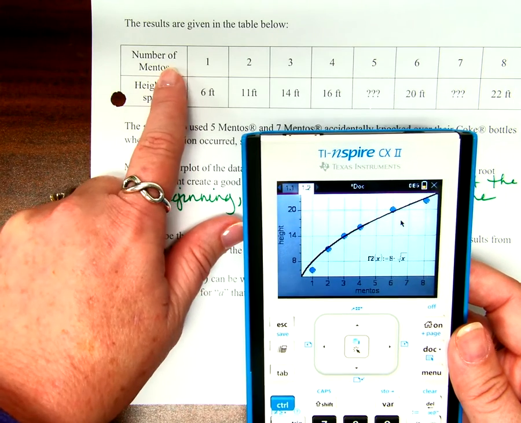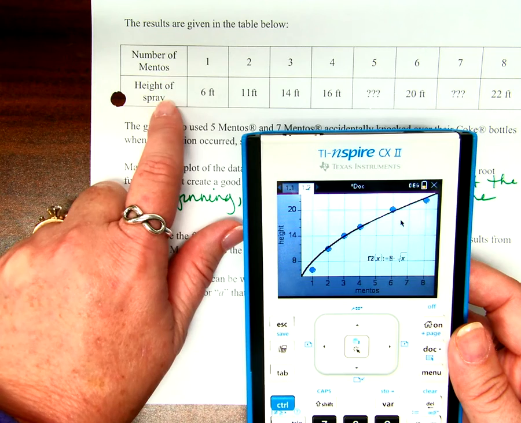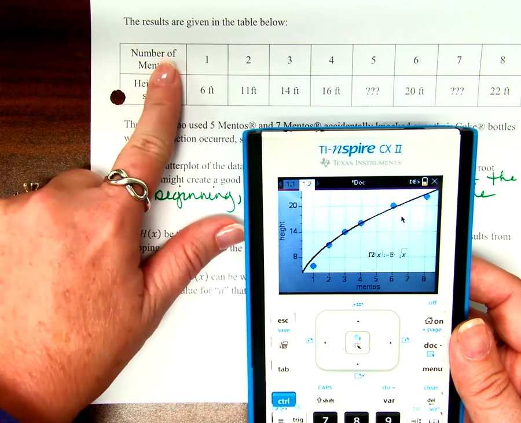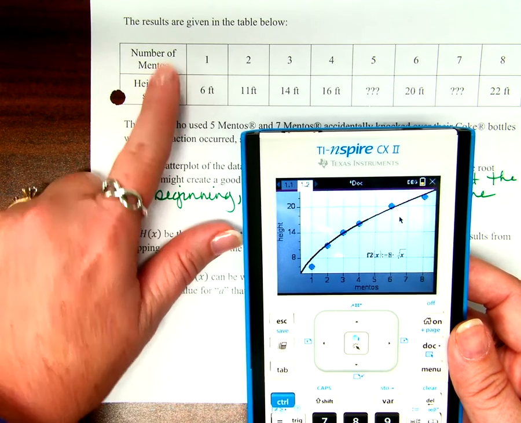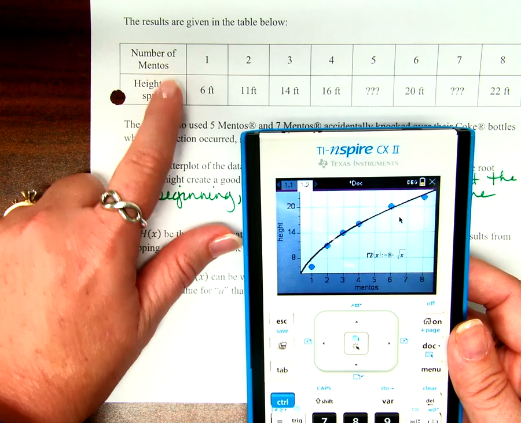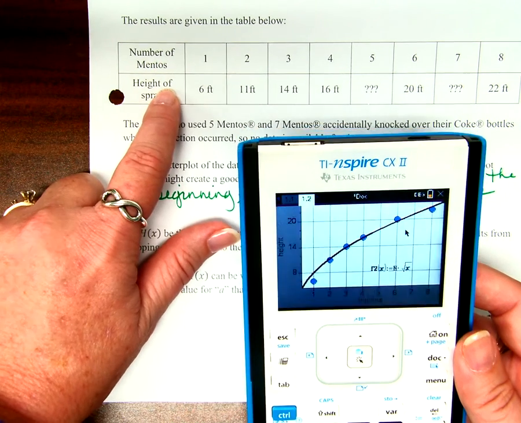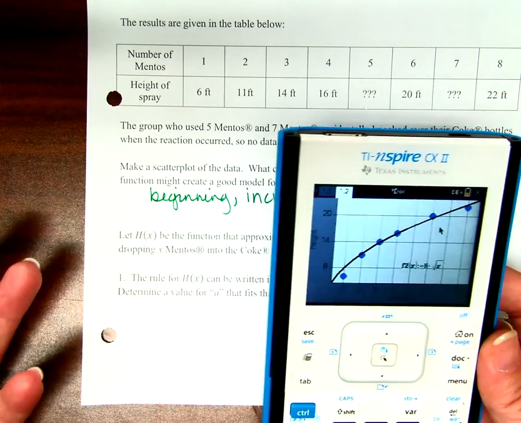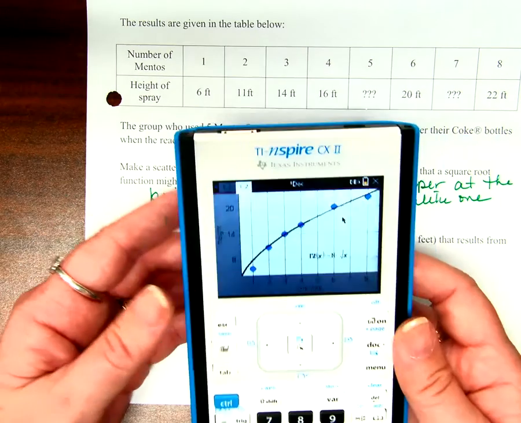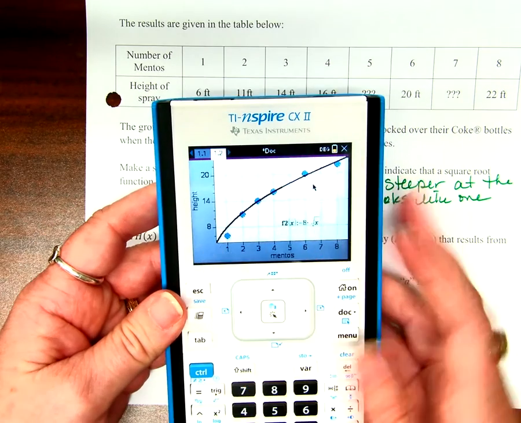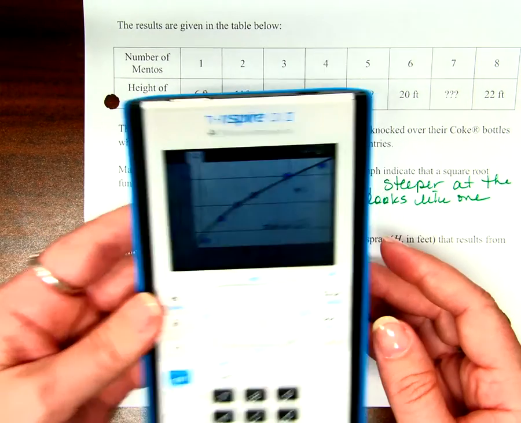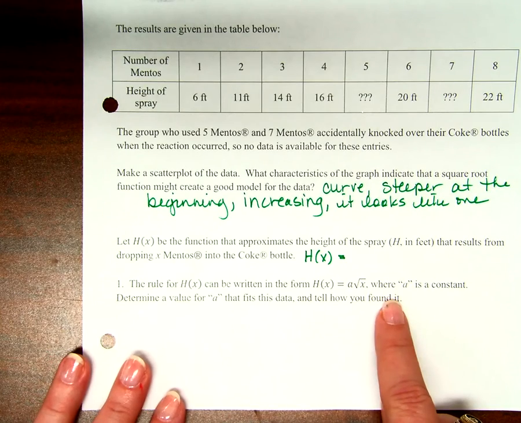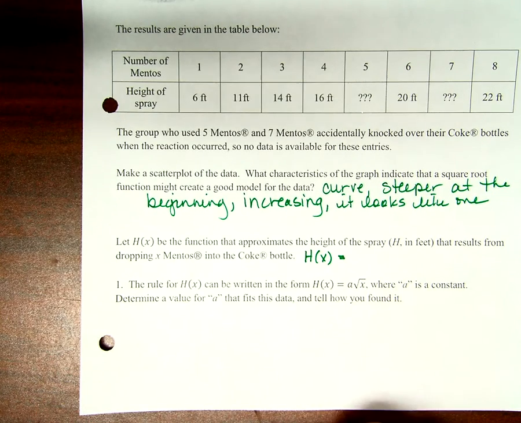If we had 0 Mentos, would it go 0 feet high? Yes, right? Why did nobody get assigned that point? Why did nobody get assigned 0 Mentos? That would be dumb, right? That would be boring. For that group, they're just sitting there literally, right? Nobody wants to do that. But it would make sense that it should go through 0, 0, right? Now does it make sense that I didn't let you move it up or down or left or right? Because it should go through 0, 0, right?